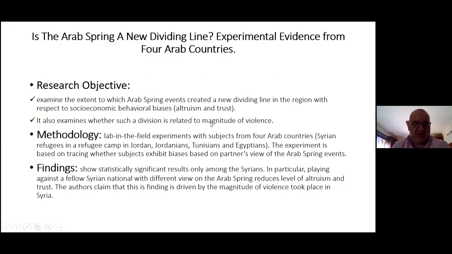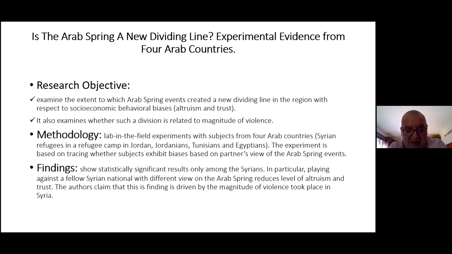Let me just recap the research objectives, methodology, and findings. The authors wanted to examine to what extent the Arab Spring events created a new dividing line in the region with respect to socioeconomic behavior biases, with respect to altruism and trust. It also examines if the division is related to the magnitude of the violence, focusing on the Syrian sample.